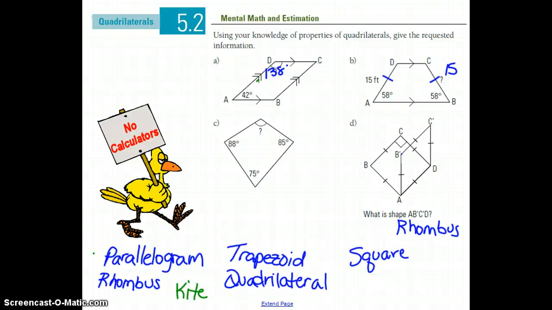Down here, what do all four of these angles have to add up to? 360. Good. Quadrilaterals always add up to 360 degrees. So go 360 minus all of those to get your answer. So that is 112 degrees. And then our last question here, it is a rhombus.